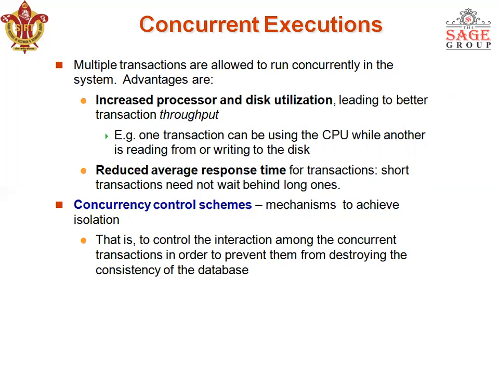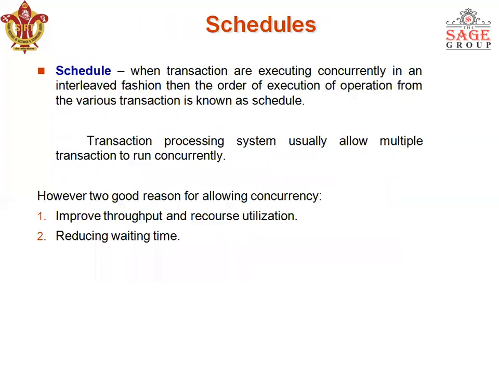What are the advantages of concurrent execution? The first one is increased processor and disk utilization and reduced overall response time. Basically, a concurrency control scheme is a mechanism to achieve isolation, that is, to control the interaction among the concurrent transactions in order to prevent them from destroying the consistency of the database. So if there are concurrent transactions, we need to identify the schedule.